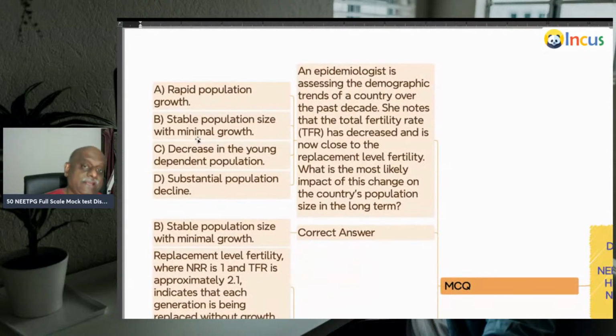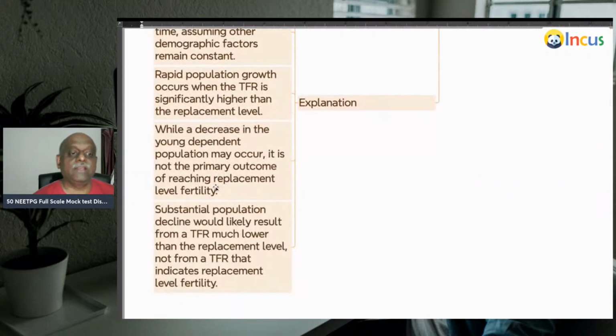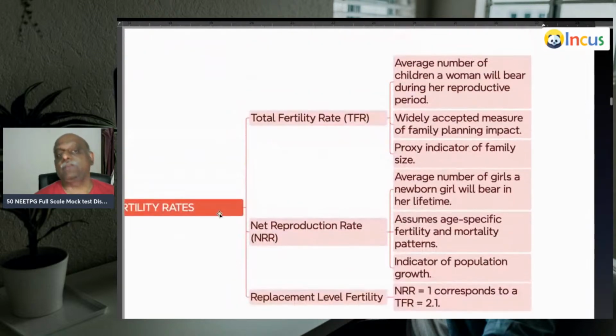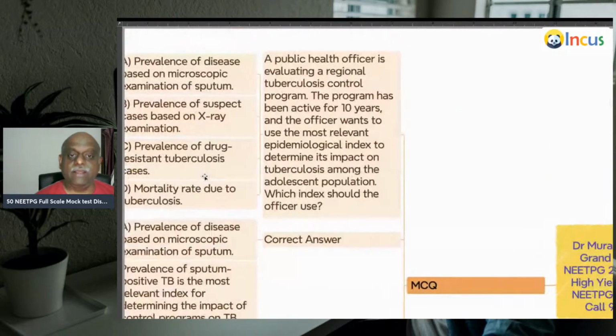An epidemiologist is evaluating the demographic trends of a country in the past decade. The total fertility rate has decreased and is now close to the replacement level fertility. Brother, what is replacement level fertility? When the NRR is equal to 1, TFR is approximately 2.1. That means each generation is being replaced without any further growth, is what you need to remember. So I leave the literature for you. What is NRR? What is replacement level fertility? What is total fertility rate? Everything you should be very, very sure of.